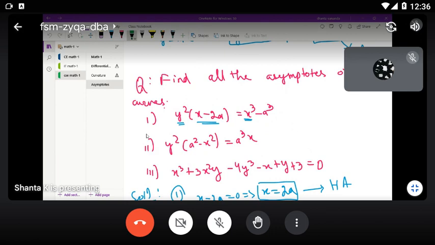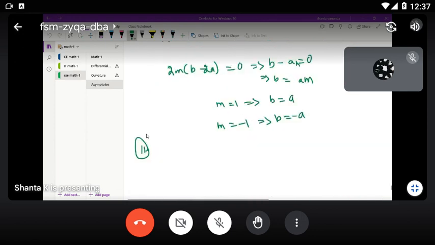x equals plus or minus a is the vertical asymptote, y equals 0 is the horizontal asymptote, and there are no oblique asymptotes. Okay, let's see.